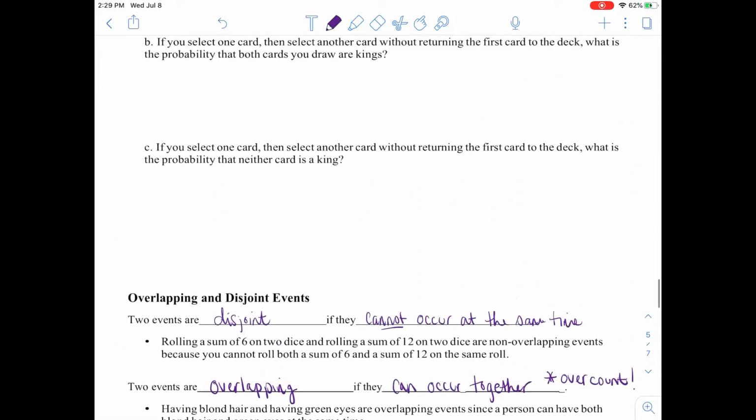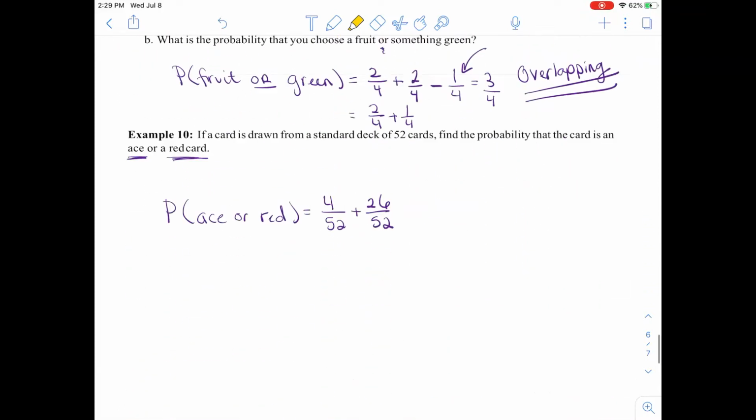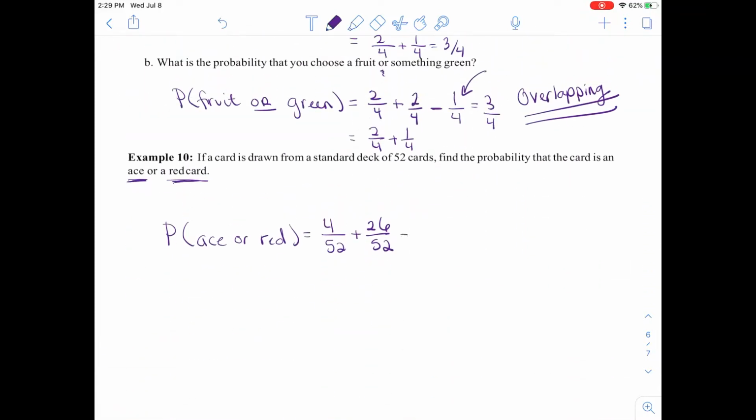But didn't we count this ace and this ace again? Those were already counted in the 1, 2, 3, 4 aces. So that is why I have to take away where they overlap, and that was 2 out of the 52. I hope that makes sense. So 4 aces. Half the deck is red, but unfortunately we overcounted. These 2 red aces were counted here, so we want to take them away. So this is an overlapping problem.